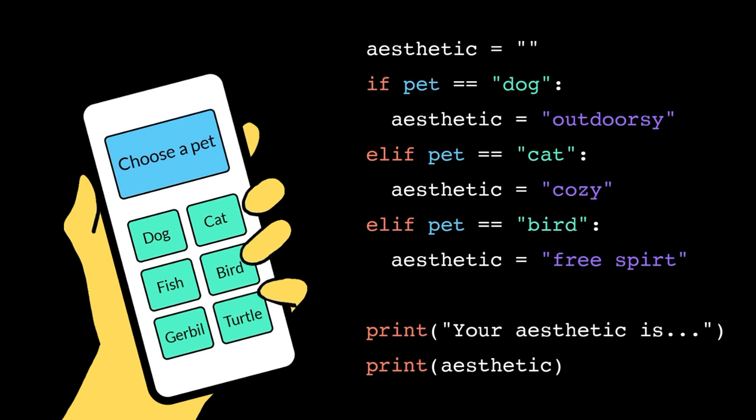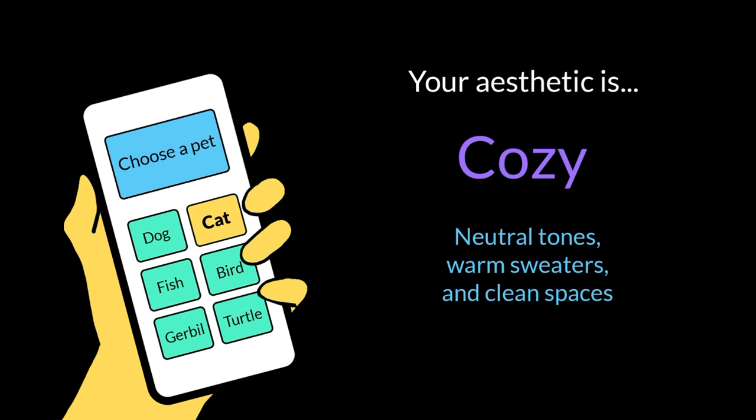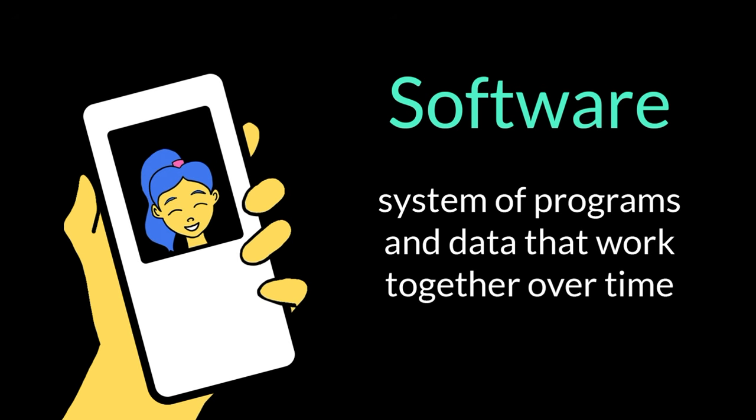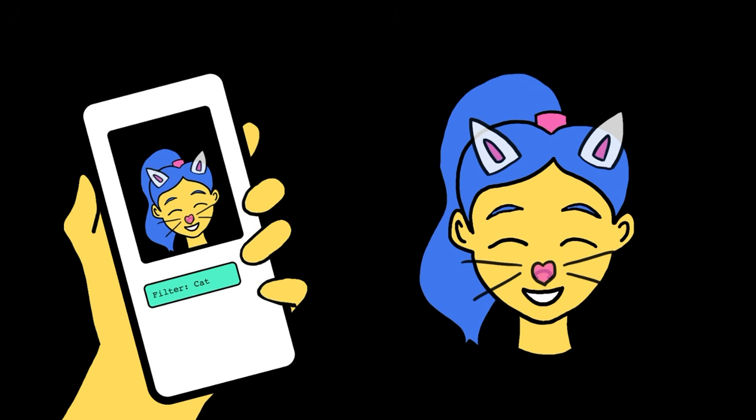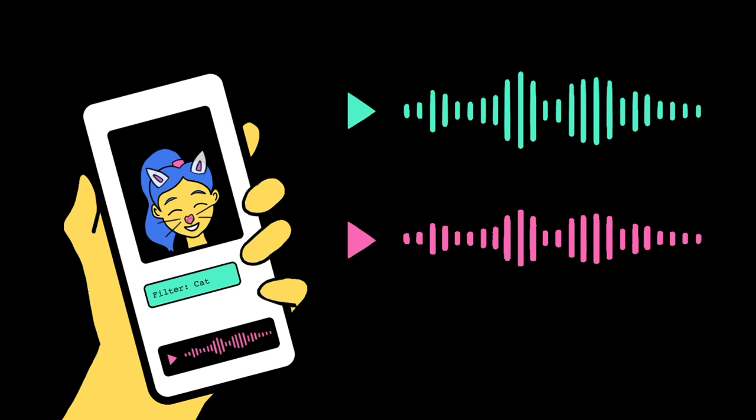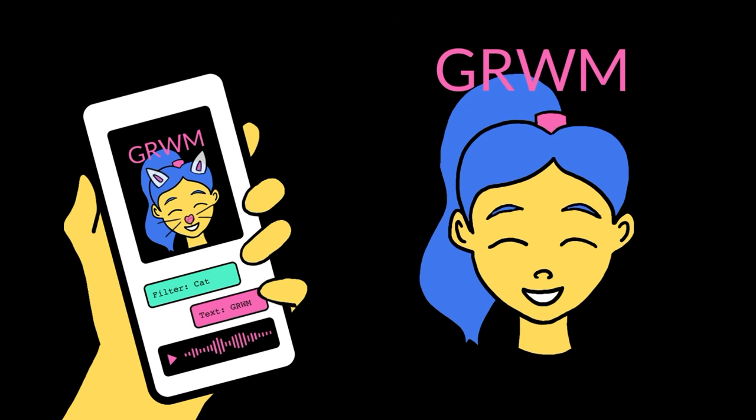Most of the code we've written comes in the form of programs and scripts, meaning they're sets of instructions that perform a specific job. But most of the technology we interact with comes in the form of software. Instead of a single program, software is a system of programs and data that work together over time. For example, video editing software doesn't perform just one job, it performs many, like smoothing the audio, overlaying text, or adding transitions in between clips.